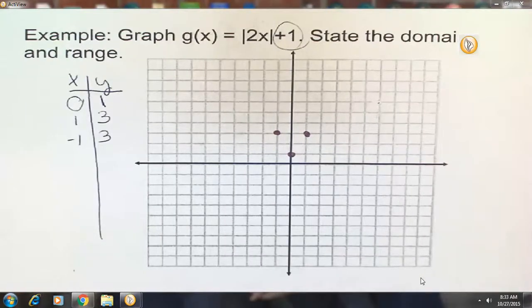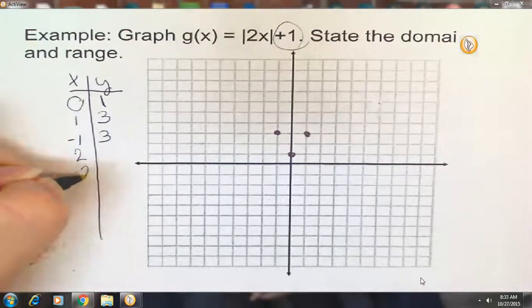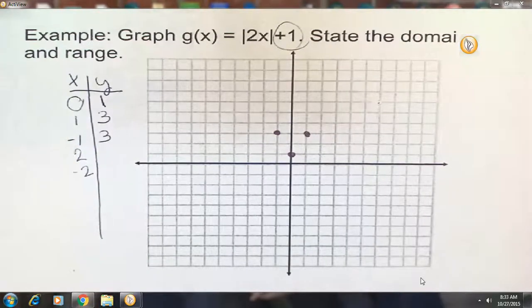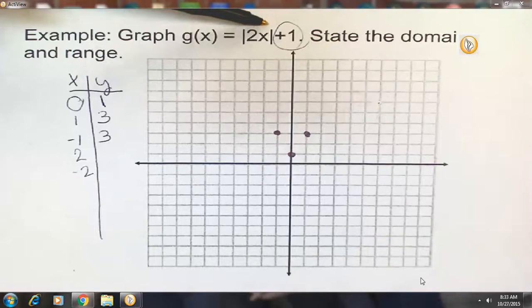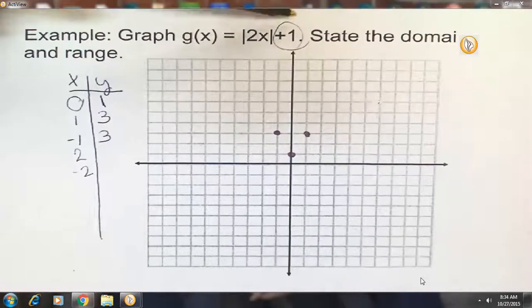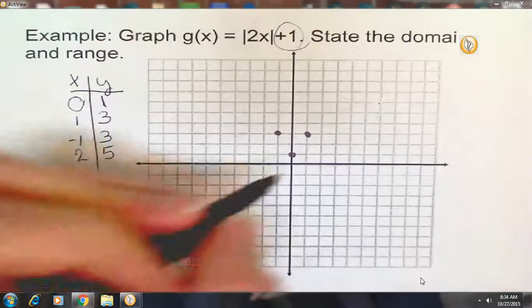But I like to pick a couple more points just to be certain that we didn't make a mistake. Let's go ahead and put 2 and negative 2 in. If I put 2 in, 2 times 2 is 4. The absolute value of 4 plus 1? 5.